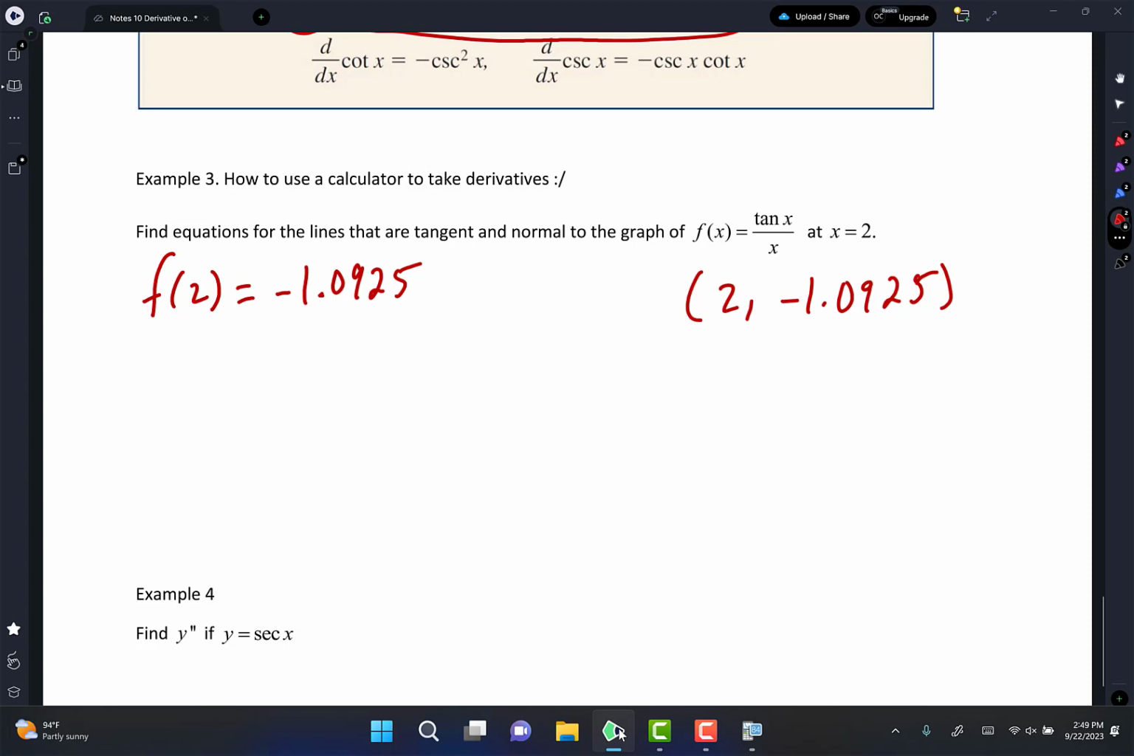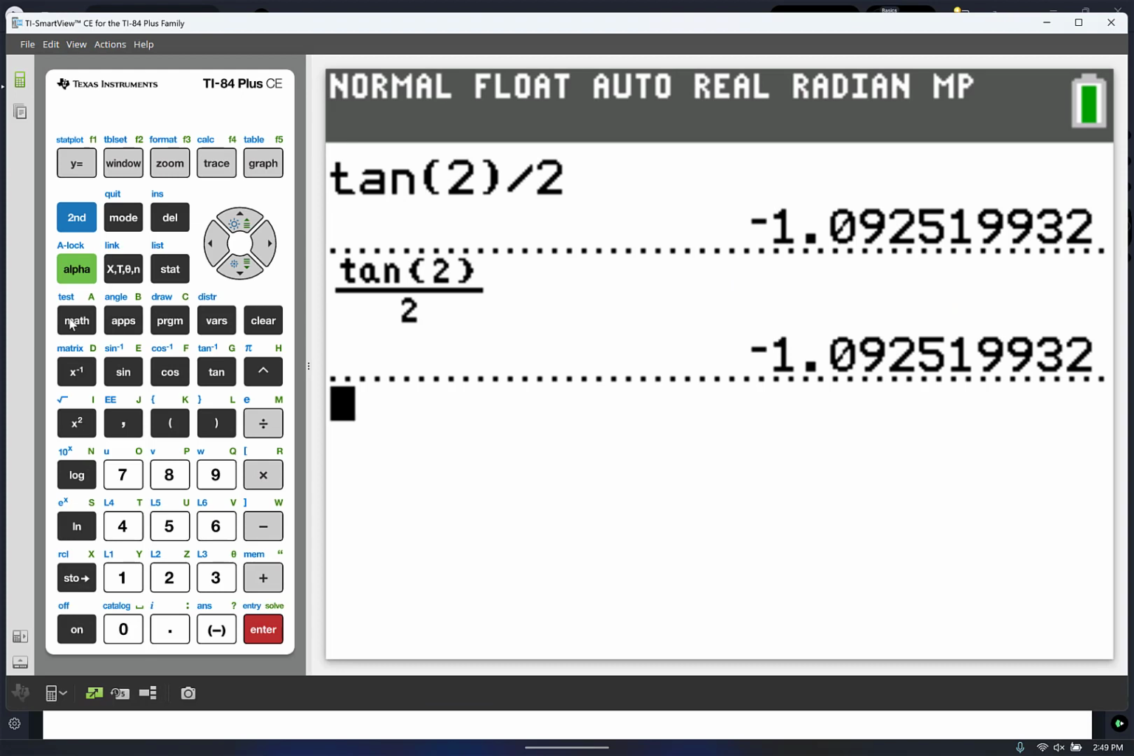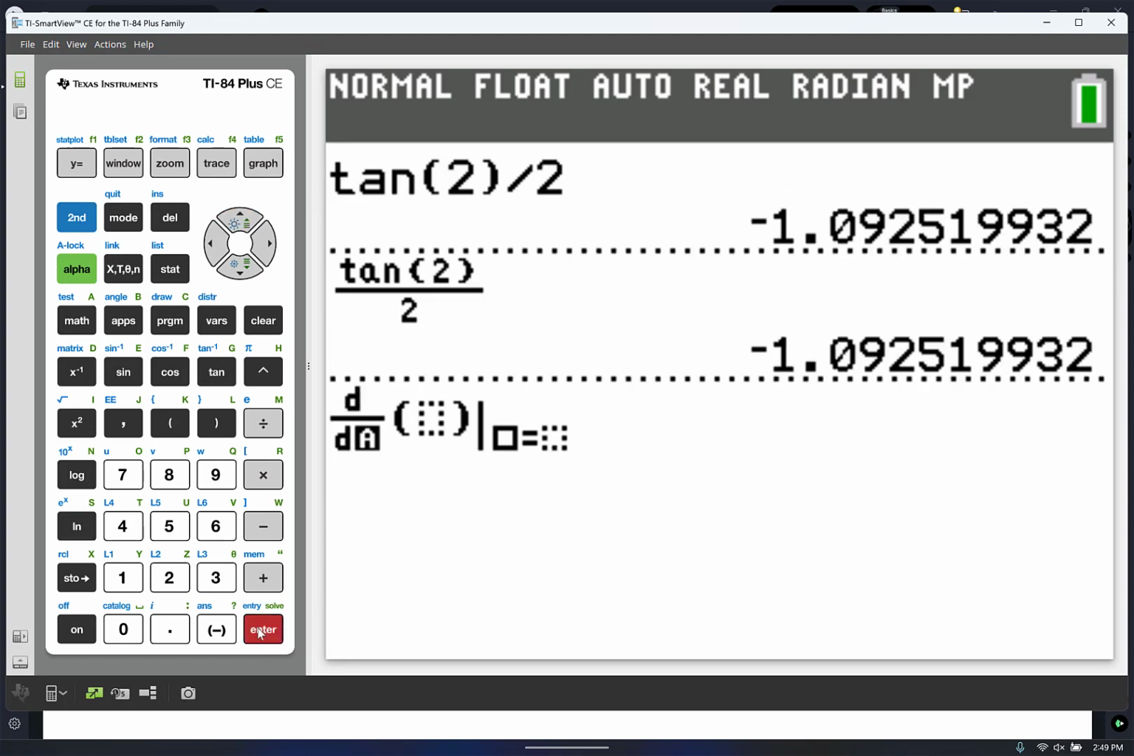All right, here we go. I also need a what? A slope. F prime of 2 equals, and I'm going to show you how to do the derivative in the calculator. You guys ready? Push the math button. Number 8, numerical derivative. Focus, guys. Push enter.